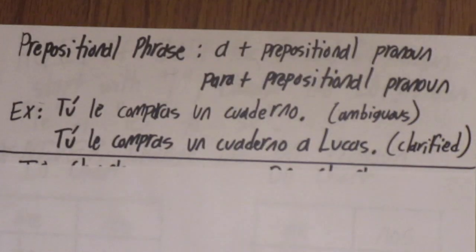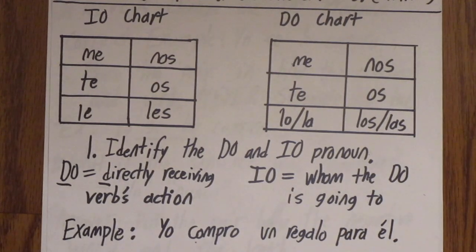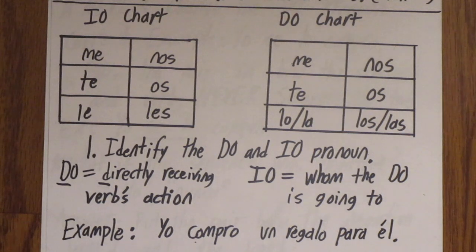So if le was referring to a boy named Lucas in the sentence, tú le compras un cuaderno, we would add the prepositional phrase a Lucas to the sentence, making it tú le compras un cuaderno a Lucas. The prepositional phrase isn't necessary and you won't always see it in the sentence. It just removes the ambiguity of le and les and gives us details as to what those pronouns are referring to.